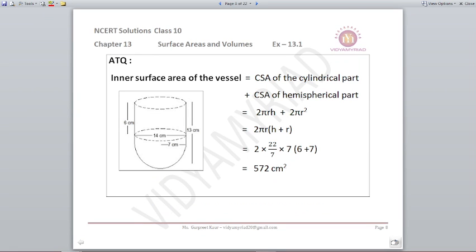Now according to the question, we need to find out the inner surface area of the vessel. This is made up of CSA of the cylinder plus CSA of the hemisphere, which is 2 pi RH plus 2 pi R square. From here I can take out 2 pi R common for my easy calculation. H plus R remain inside. On solving, I get my answer as 572 centimeters square.